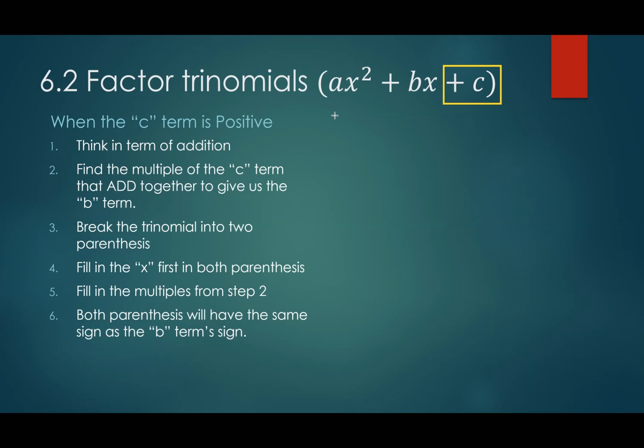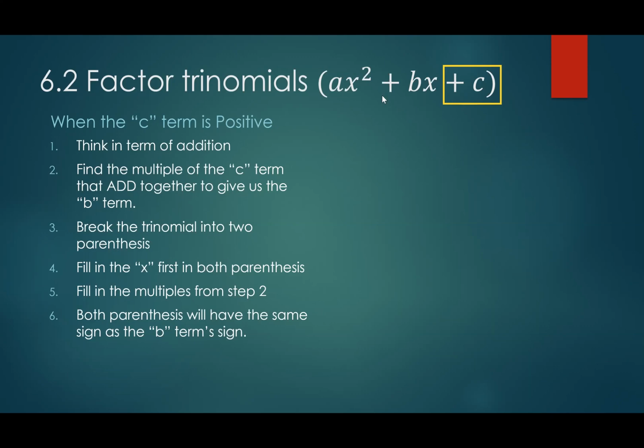So if my C term is positive, what will you need to do? Well, the first thing you need to do is think in terms of addition. Why do I say that? Because if you think in terms of addition, you need to have the same sign in order to add, meaning both of them will be either positive or both of them will be negative. And once you have that, we need to find a multiple of the C term that adds together to give us the middle term, the B item.